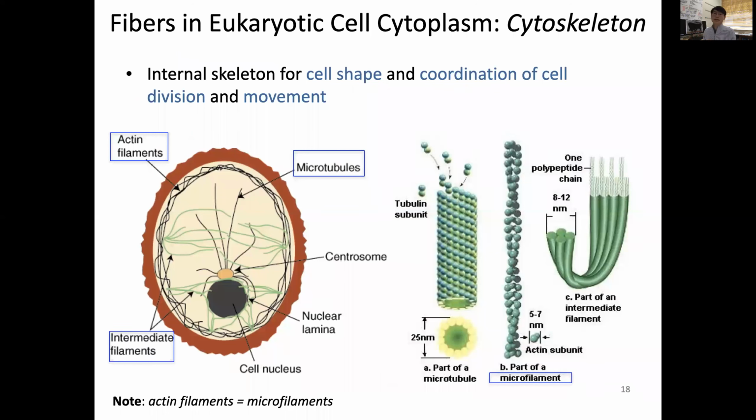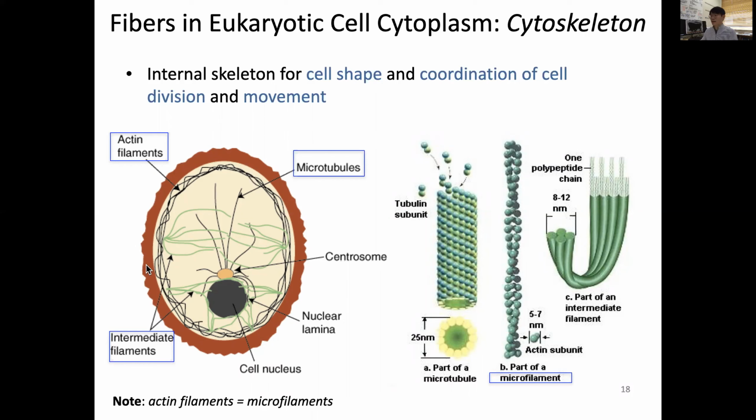So let's first discuss the cytoskeleton. Cyto means cell, skeleton means bone, so cell bone. These are fibers, usually in the cytoplasm of eukaryotic cells. However, this is sometimes very dynamic. That's a little interesting.